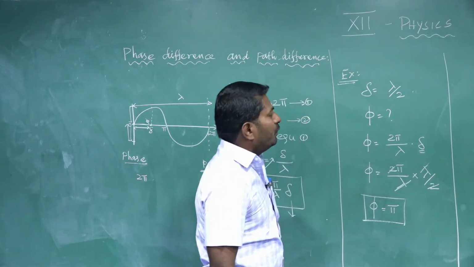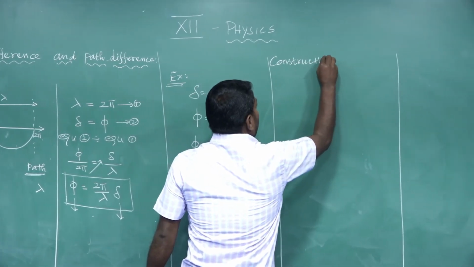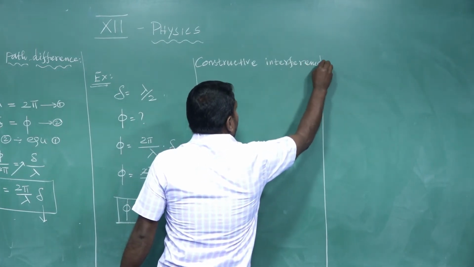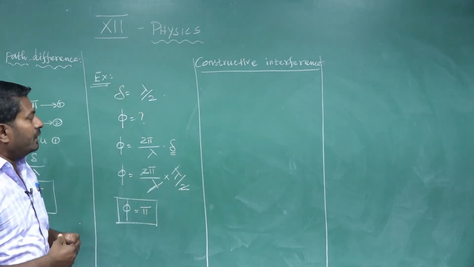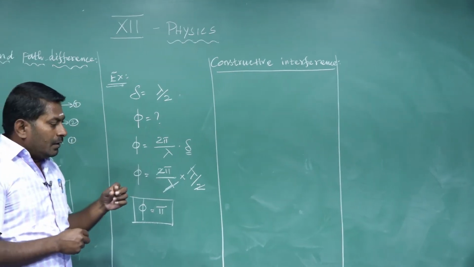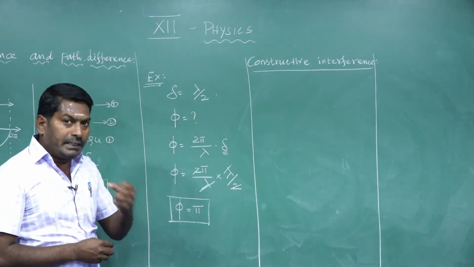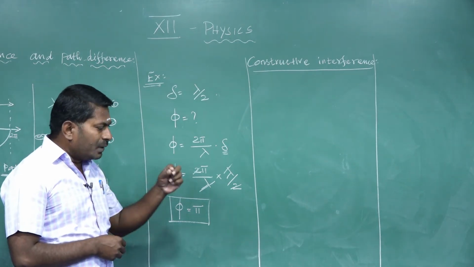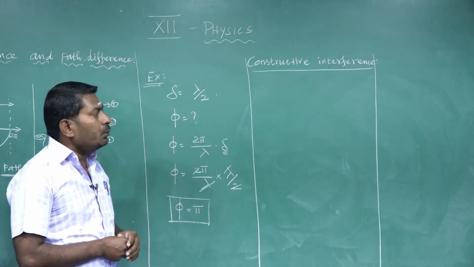In constructive interference, when it happens, two waves meet at this point in phase with each other. The resultant displacement of the particles of the medium is maximum, and that point appears bright. Then the type of interference is said to be constructive interference.